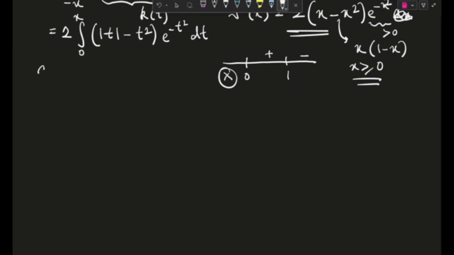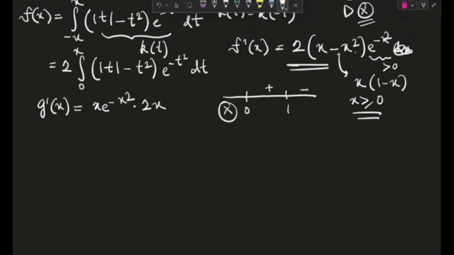What we will actually do is find g dash x. If you remember g of x, g dash x actually comes out to be x e power minus x squared, and this thing becomes your 2x multiplied. So this is our g dash x, and if I take the screen a little bit upward, we have f dash x also ready with us.